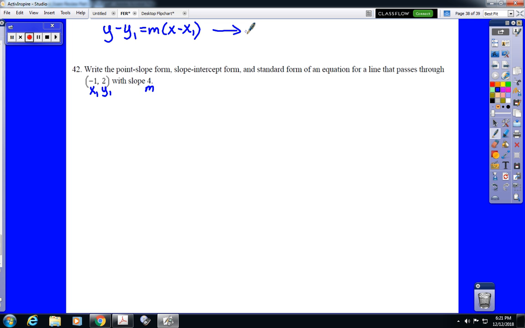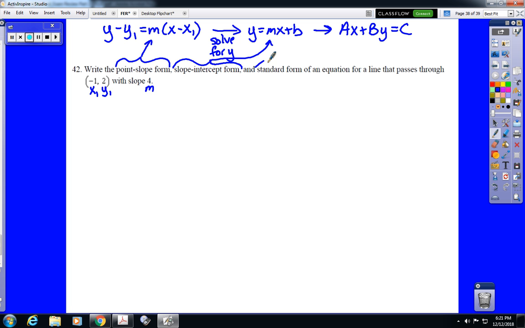And then we're going to convert that by solving for y into slope-intercept form. And then we are going to convert that, which might require us to clear a fraction, into standard form. That's the order we need to go in, okay? We're going to start with point slope, which is that one. Then we're going to do slope-intercept, which is that one. And then finally we're going to do standard.